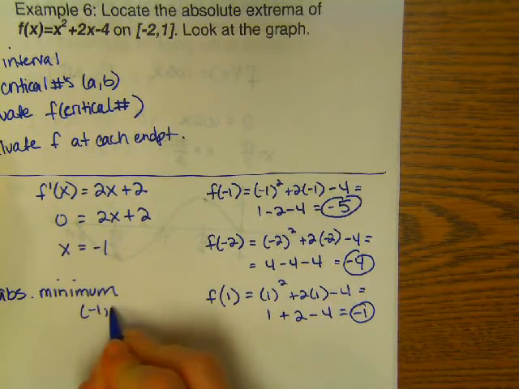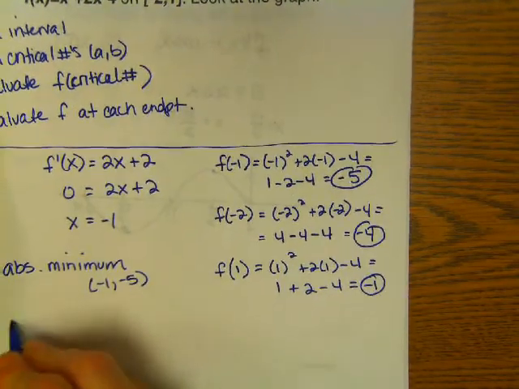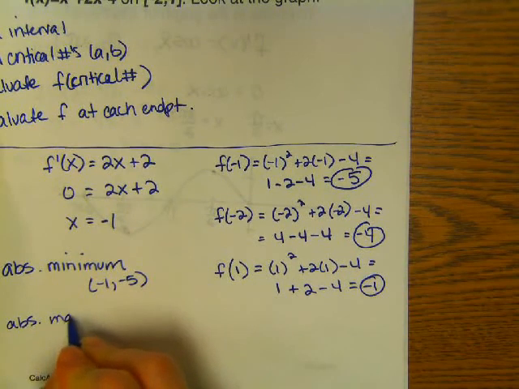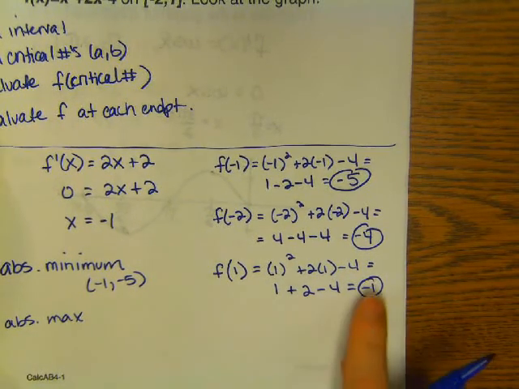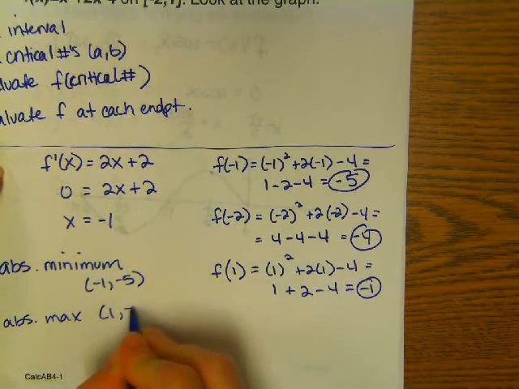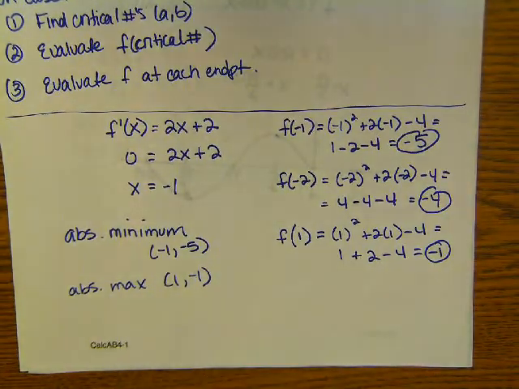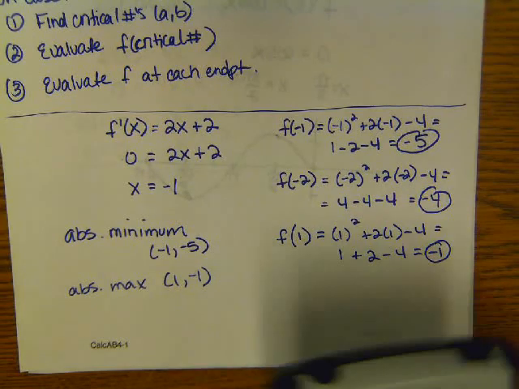But the minimum itself is negative 5. That's the lowest point on this curve. And the absolute maximum on this closed interval again is negative 1, and it occurs at 1. Okay. Now, if you would look, notice I didn't even get my graphing calculator out once. But if you were to check this on your graphing calculator, and let's take a look at x squared plus 2x minus 4, I hope you would see that that is true.